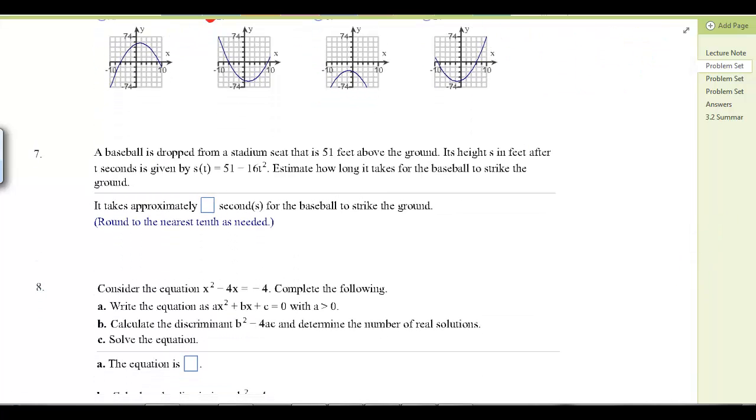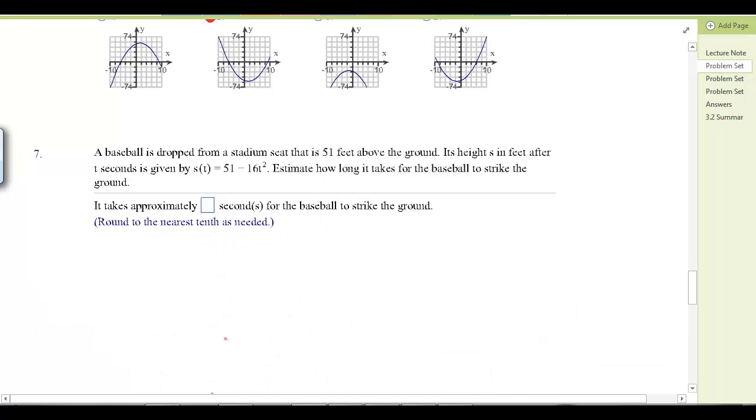All right, let's look at number 7. A baseball drops from a stadium seat that's 51 feet above the ground. Its height, s in feet, after t seconds is given by this equation. Estimate how long it takes for the baseball to strike the ground. It's a negative t squared, so we're making this kind of shape. So we've got s of t equals 51 minus 16t squared.